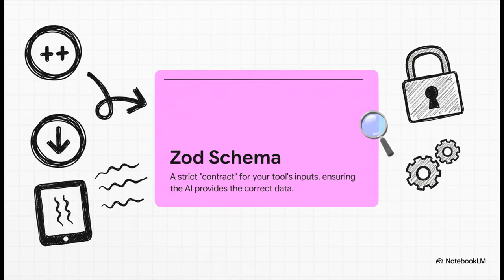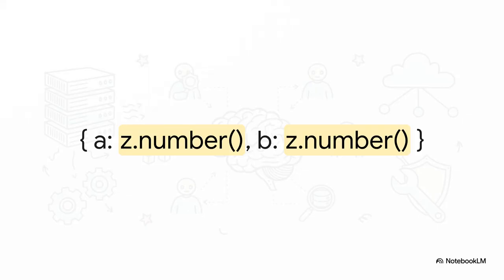It creates a strict contract. It tells the AI, look, if you want to use this add tool, you have to give me two numbers. Not one, not three, not a word, two numbers. This is what makes our tools reliable and stops things from breaking. And this is what that bouncer's guest list looks like in code. See? We're saying we expect an A and it has to be a number. And we expect a B and that also has to be a number. It is crystal clear. There's just no way for the AI to get it wrong, which is exactly what we want.